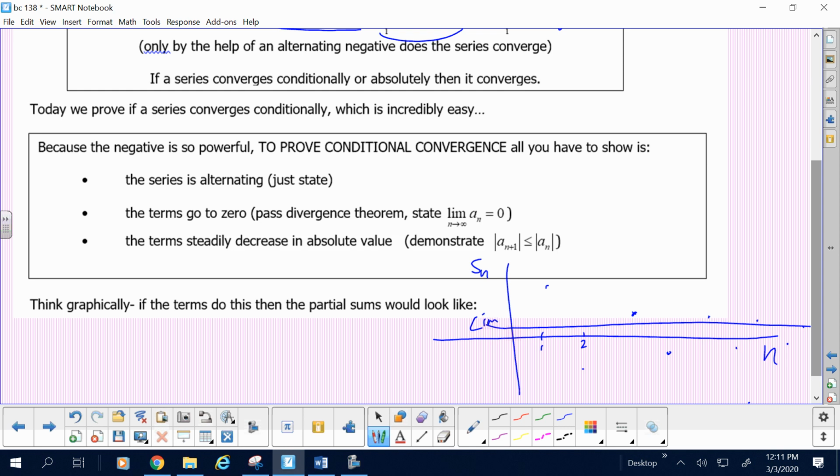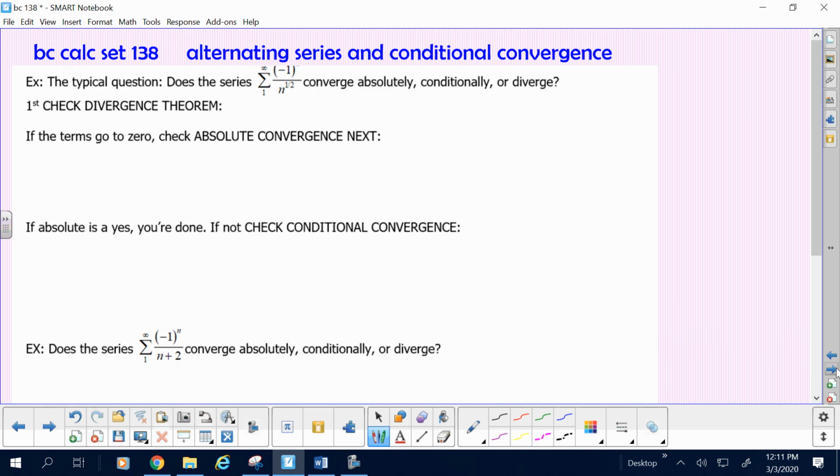Now remember, the terms have to go to 0. The sum doesn't necessarily go to 0. The sum could approach a half or something. All right, so this is what you'll typically do. Something like this. If the question asks, does this series converge absolutely, conditionally, or diverge? First thing I want you to do, always, is check divergence theorem. Do the terms go to 0? Yes. They do. The alternating negative is fine, but the denominator gets bigger and bigger, and dividing by bigger and bigger approaches 0. You follow?